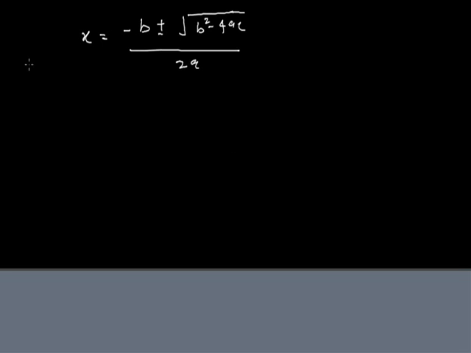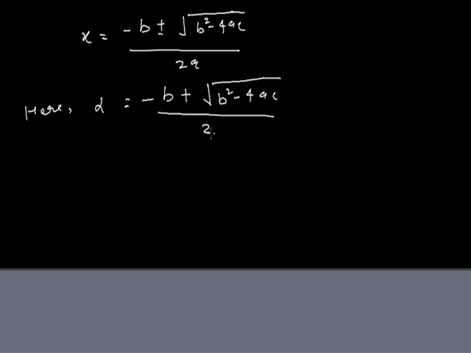Here we see that alpha equals (−b + √(b² − 4ac)) upon 2a, and beta equals (−b − √(b² − 4ac)) upon 2a.